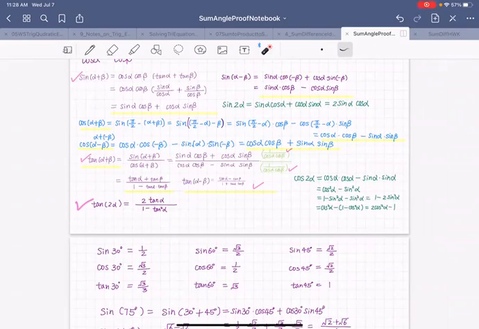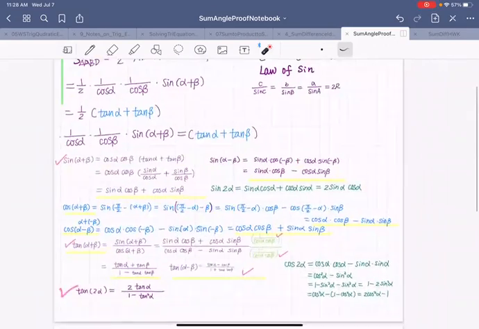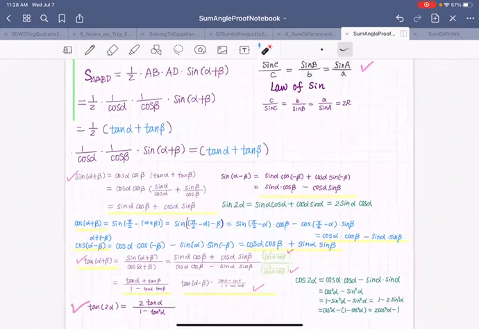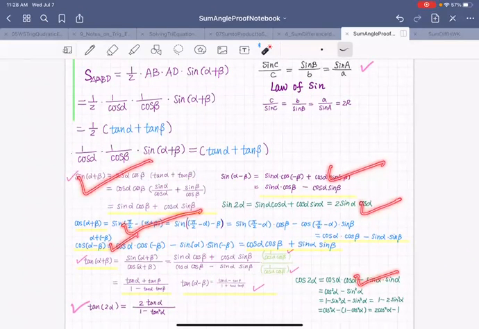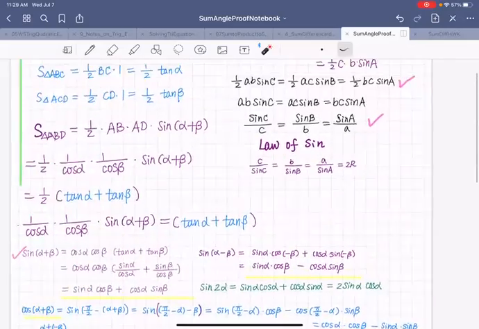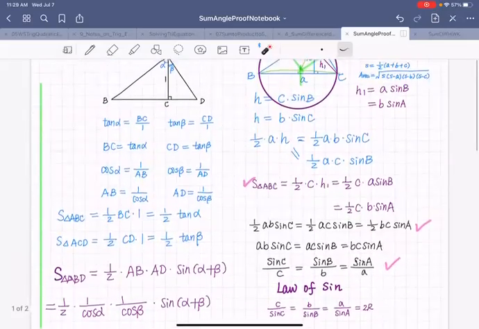How many do we have today? We have 1, 2, 3, 4, 5, 6, 7, 8, 9, 10. Okay, 10 formulas. And we haven't counted the triangle area formula yet.